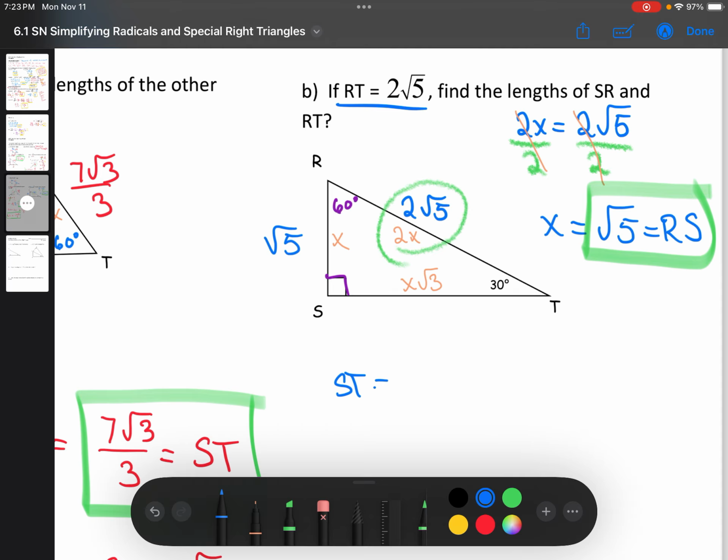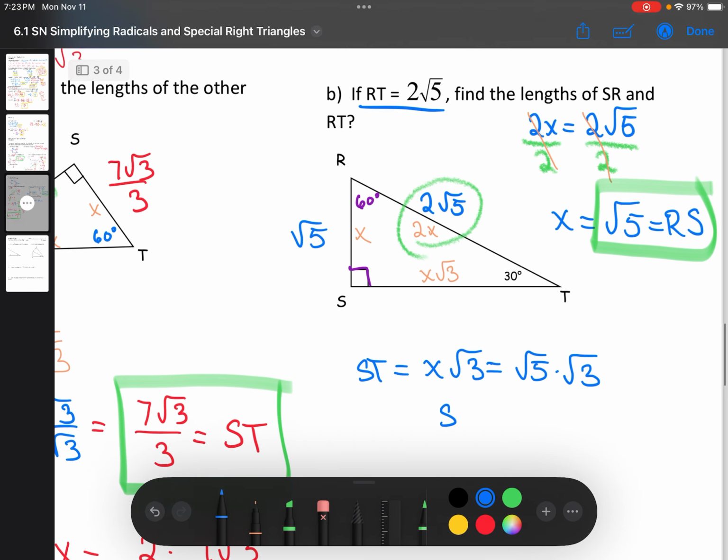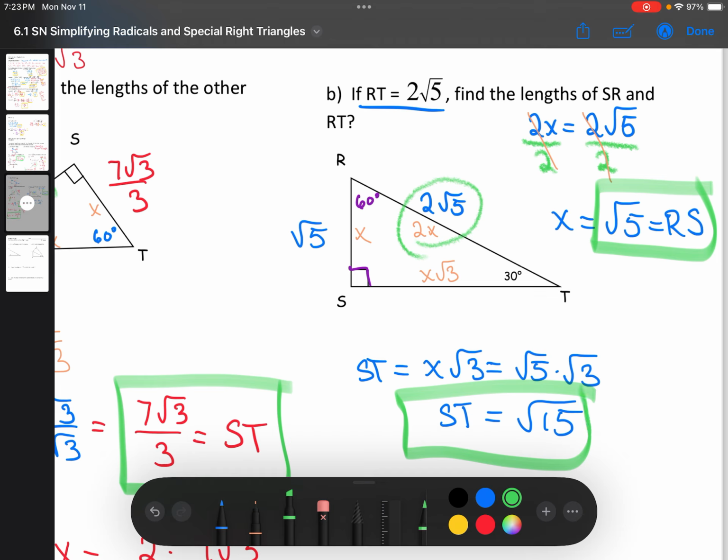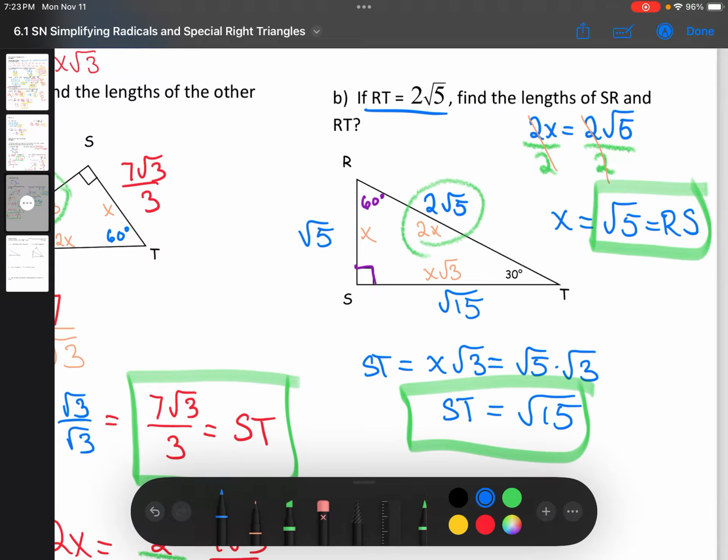Then to get ST, that's X square root 3. X is square root 5. So we have square root 5 square root 3. Multiplying that together, they're both under a radical. Multiply them under a radical. ST is square root 15.